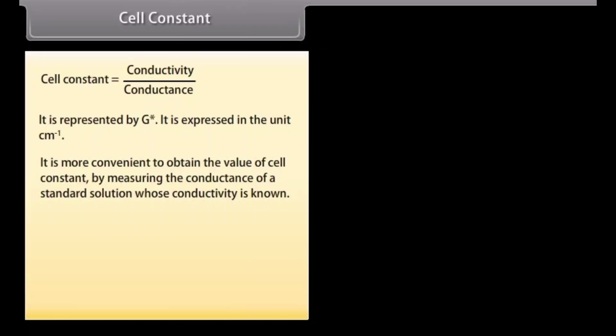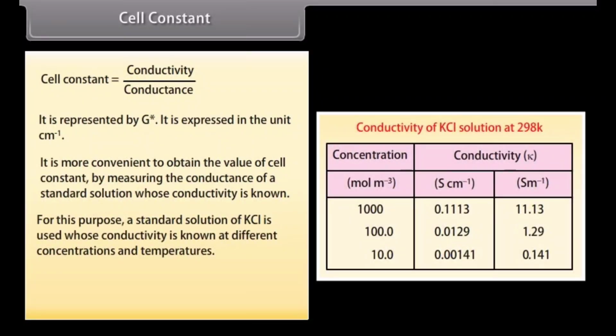It is more convenient to obtain the value of cell constant by measuring the conductance of a standard solution whose conductivity is known. For this purpose, a standard solution of KCl is used whose conductivity is known at different concentrations and temperatures. Cell constant is equal to 0.012886 upon X. Once the cell constant is known, the conductivity can be calculated from the measured conductance or measured resistance of the electrolytic solution.